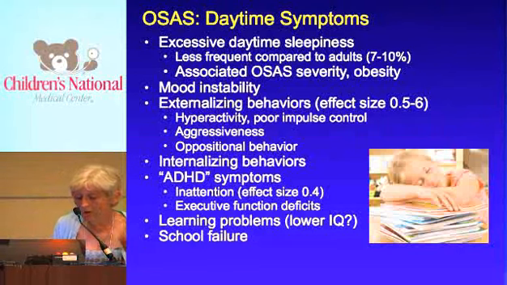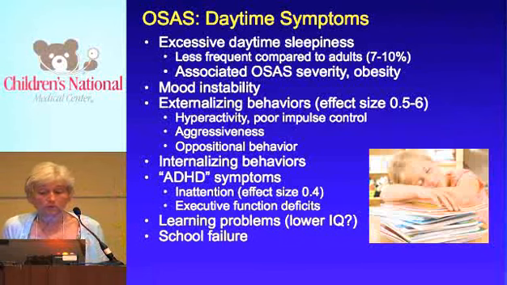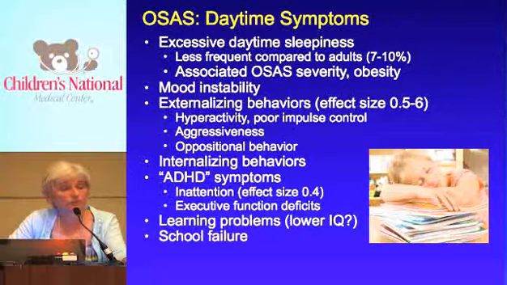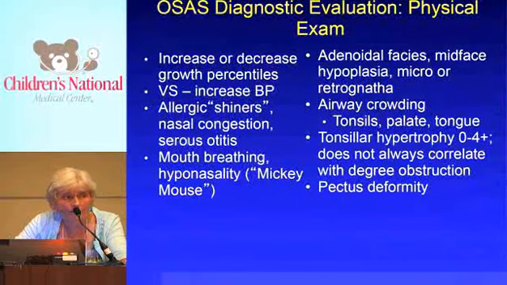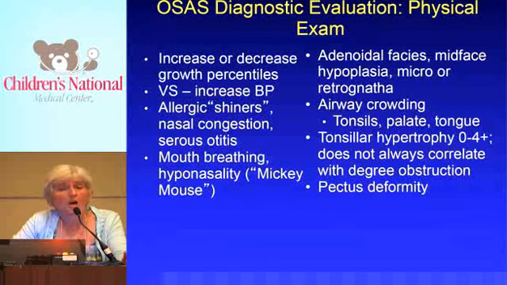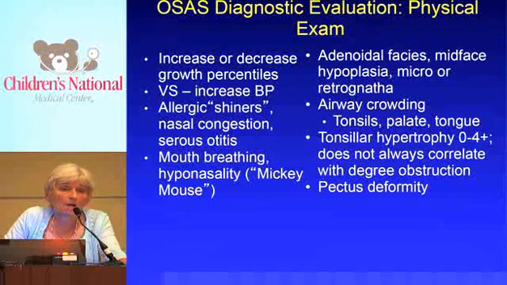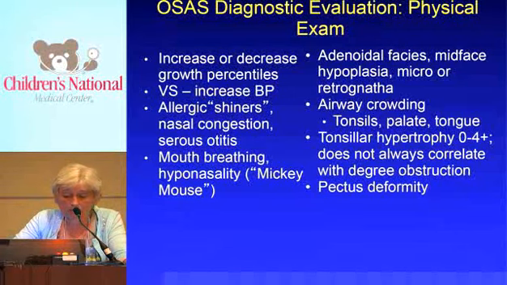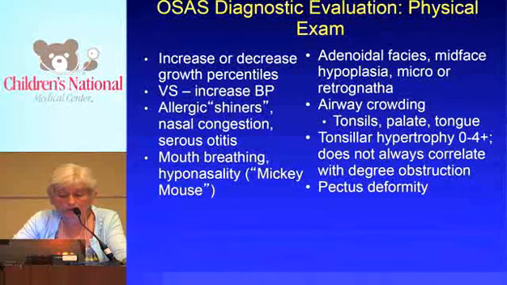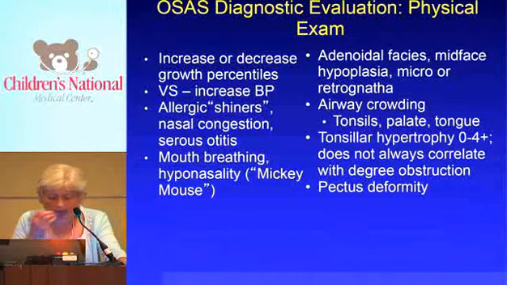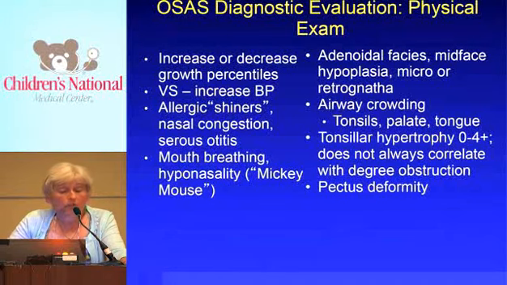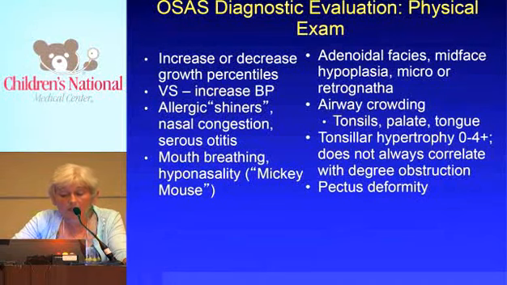You may see learning problems in these children, and of course, as a result of all of these, academic failures. There aren't a whole lot of clues on physical exam, but you may see increased or decreased growth percentiles. More common these days, obesity in these children, very important risk factor. You can see increases in systemic blood pressure. You may see signs of atopy, mouth breathing.